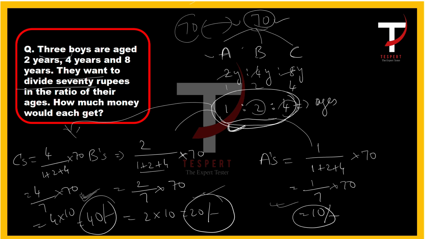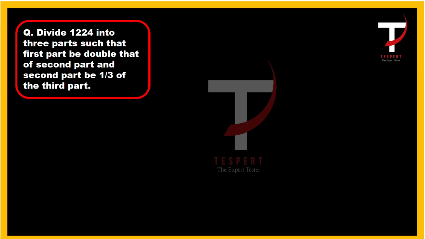Here we calculated for 3 boys. In this way you can calculate for n number of guys, if the ratio and the total quantity is given, right? So divide 1224 into 3 parts such that the first part should be double that of the second part, and the second part should be 1/3 of the third part, right?